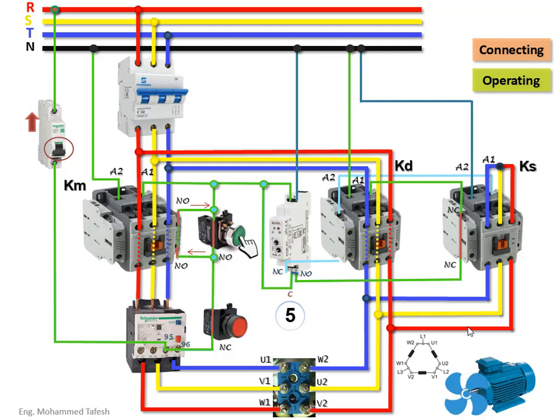If you want to disconnect the motor, go to the stop button and press it. What will happen? The entire control circuit will be disconnected, because as soon as the stop button is pressed, the contact inside the button becomes open, and thus the electric current is cut off from all the circuit and the circuit components Km, Kd, and Ks.